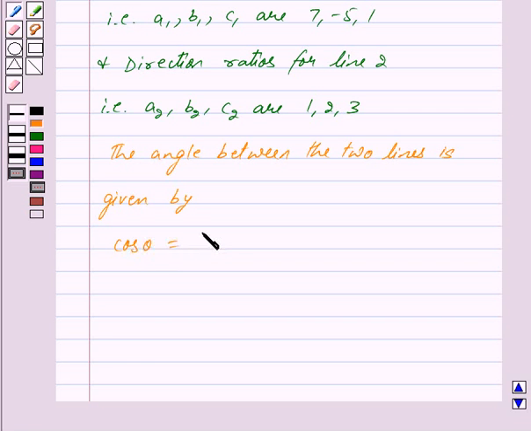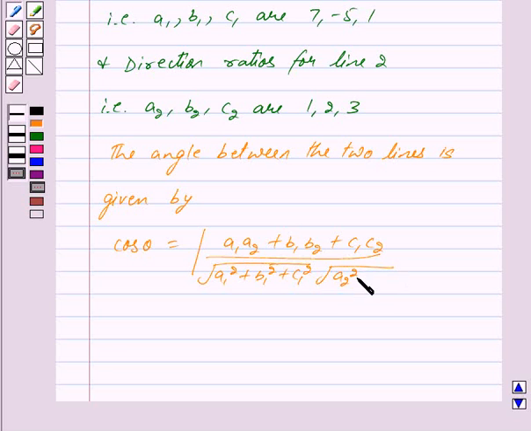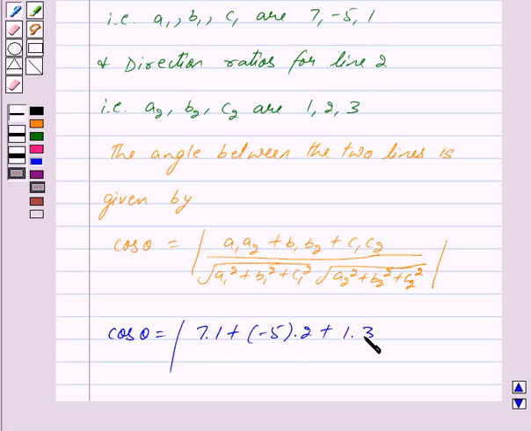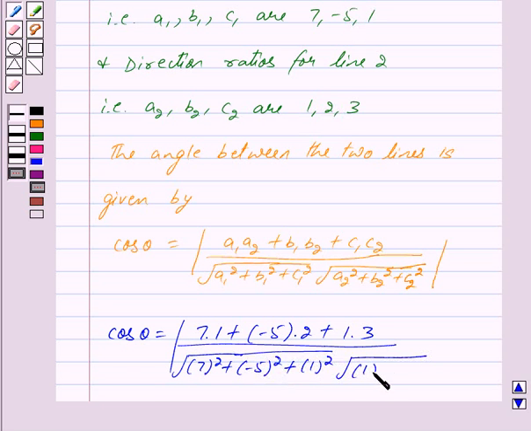cos theta is equal to mod of (A1 A2 + B1 B2 + C1 C2) upon under root of (A1 square + B1 square + C1 square) into under root of (A2 square + B2 square + C2 square). Putting the values we get, cos theta is equal to mod of (7 into 1 + (−5) into 2 + 1 into 3) upon under root of (7 square + (−5) whole square + 1 square) into under root of (1 square + 2 square + 3 square).